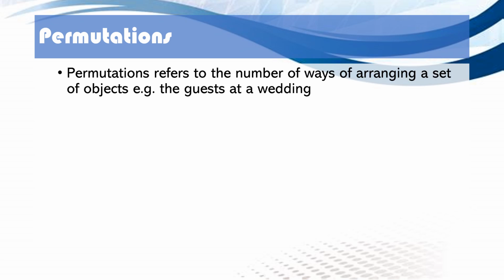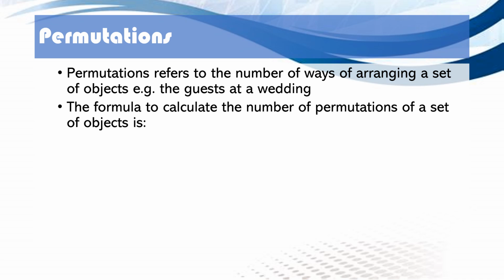Permutations refers to the number of ways of arranging a set of objects. For example, the number of different ways that you could seat guests at a wedding. The formula to calculate the number of permutations of a set of objects is: the number of permutations for set size n is n factorial.